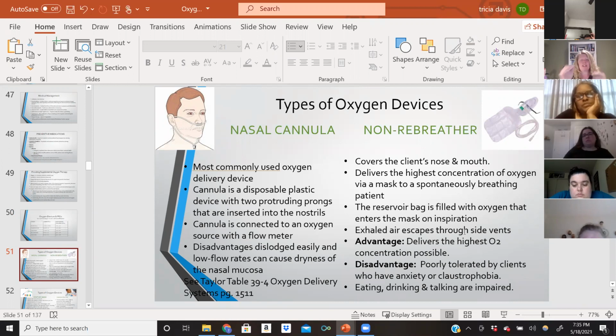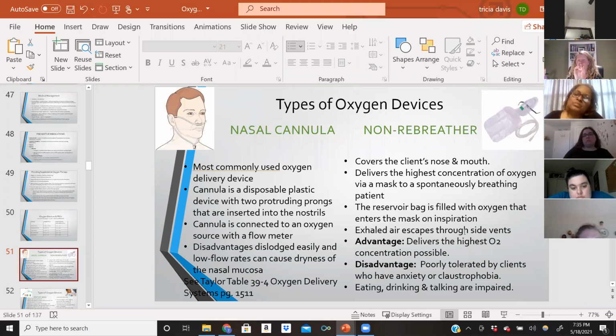Nasal cannula, there's the picture. So this to the left is our nasal cannula, to the right is the non-rebreather. Nasal cannula is the most commonly used oxygen delivery device. It is a disposable plastic device with two protruding prongs that are inserted into each nostril. When you're putting it on, the prongs kind of go like this and they point down. That is how you want to put it in their nose. You want it to go down towards the back of their nose.